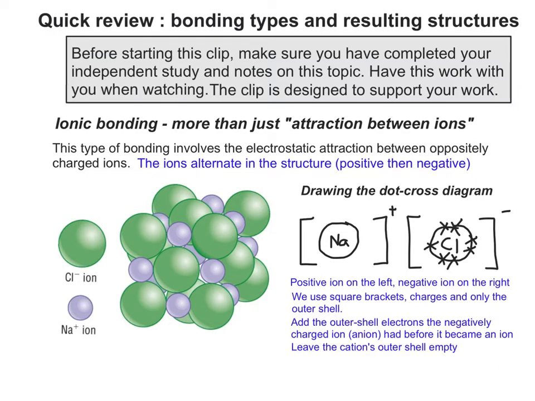You add the outer shell electrons the negatively charged ion or anion had before it became an ion, so in this case there are 7. You leave the cation's outer shell empty, and finally you add any gained electrons to the anion using a different symbol for the gained electron.